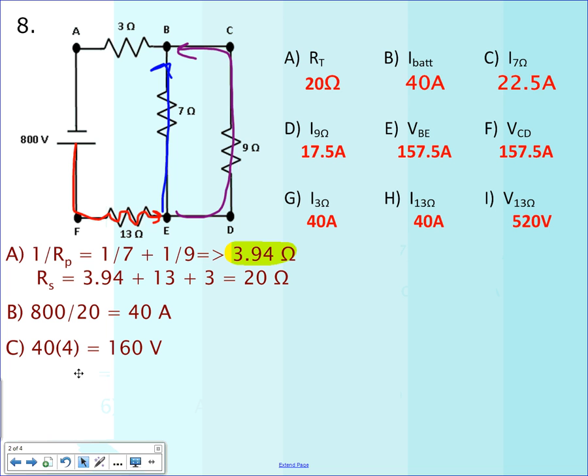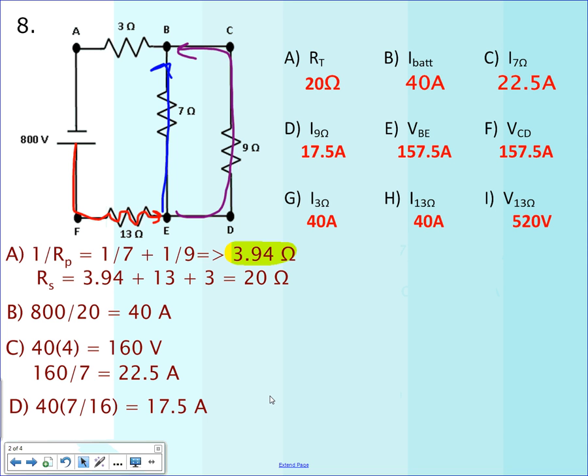Again, we're on part C. Down the 7 ohm side, you lose 160 volts, and then it's divided by the resistance down that pathway. So from A to B, there is a total resistance of 7, and that gives you the 22.5 amps. So 22.5 amps goes down the blue path, which of course means that 40 minus 22.5 goes down the 9 ohm, or down that purple pathway.